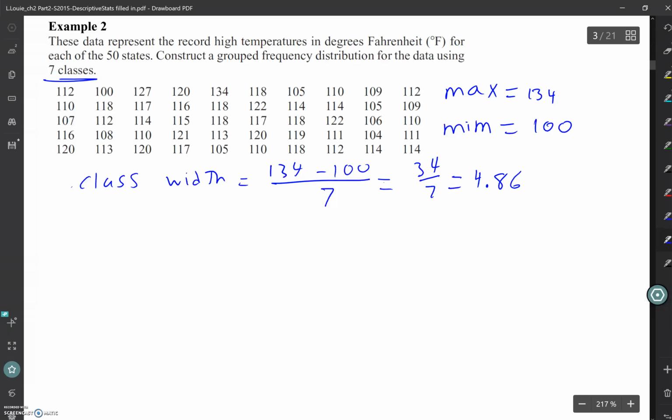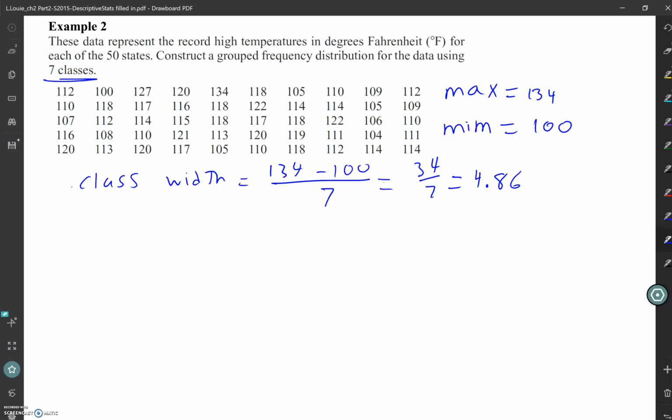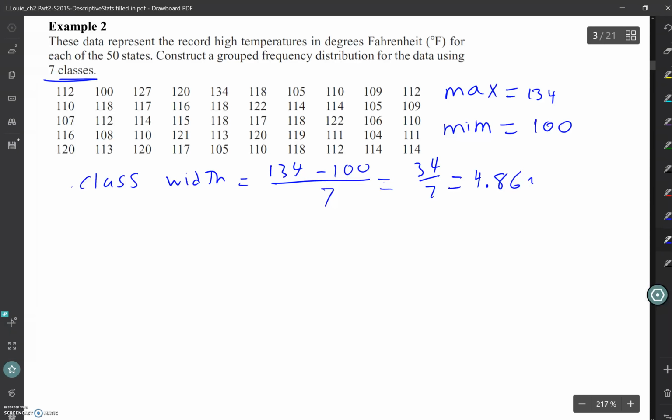So I don't particularly want to add decimals in yet, and in order to make sure that I have a high enough upper limit for the last one, I always round these up. Even if that wasn't a 0.8, say it was a 0.4, I would round it up to 5. And I'm going to use a class width of 5 for this.